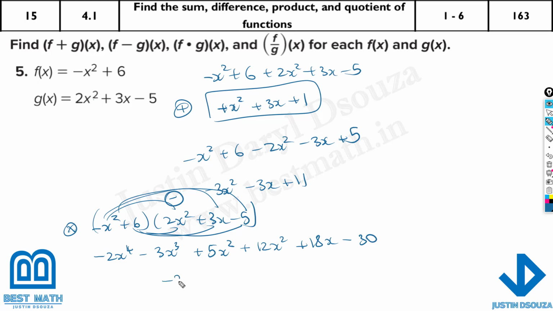Let's simplify this. Minus 2x power 4. And there's only one cubic term, minus 3x cubed. There are two x squared terms, plus 17x squared. And lastly, plus 18x minus 30.